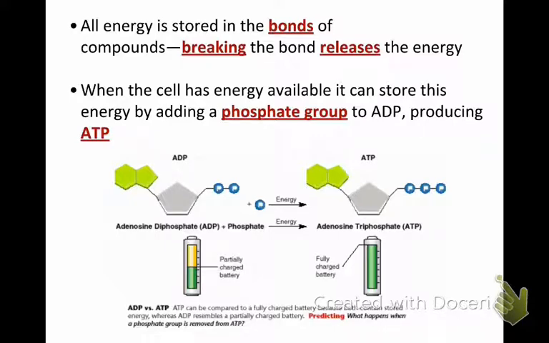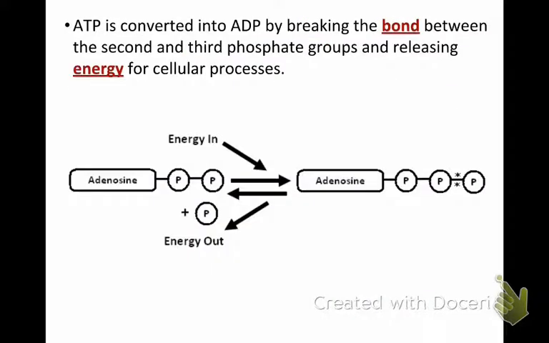So if you look at this analogy, a partially charged battery is like ADP. It has a little bit of energy, but not too much. Once you stick that phosphate on, it's like you recharge the battery. Now it's ready to go. It can be used to power some sort of cellular function. ATP is converted into ADP by breaking the bond between the second and third phosphate groups and releasing energy for cellular purposes.